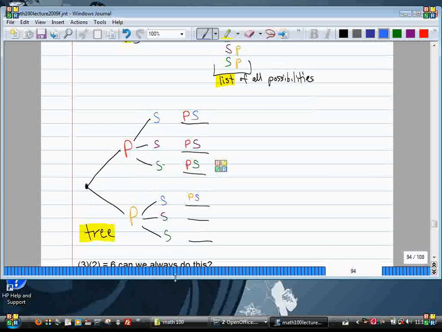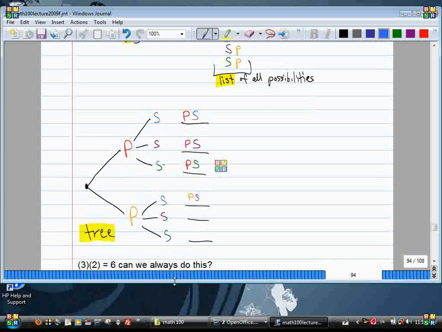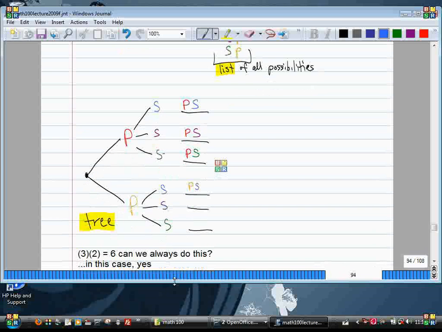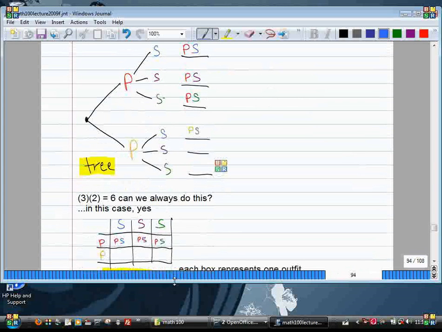And yes, as everybody said, you can always just do 3 times 2 equals 6. Okay. Now, can we always do this? Well, in this case, yes. Alright. And I want to give you another picture to show why the 3 times 2 works. You can see that 3 times 2 works if you make a chart. And here's the chart. So how can you use this chart to explain why doing 3 times 2 works?